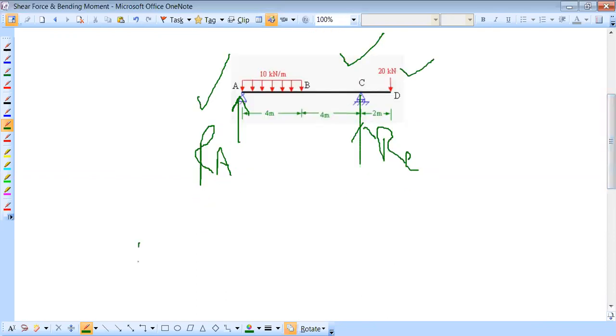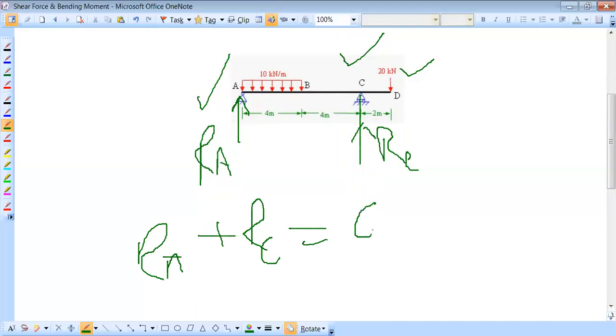We know that RA plus RC is equal to the total load carried by the beam. The total load is 10 kilonewton per meter and the 20 kilonewton. 10 kilonewton per meter over a span of 4 meters, that means 4 into 10, 40, then plus 20. That means a total of 60 kilonewton is carried over the beam, and this load is supported by the two supports, A and C. So RA plus RC equals 60. This is equation number 1.